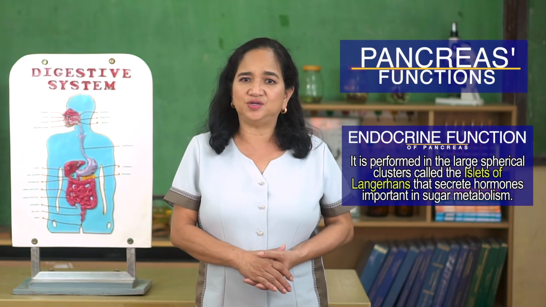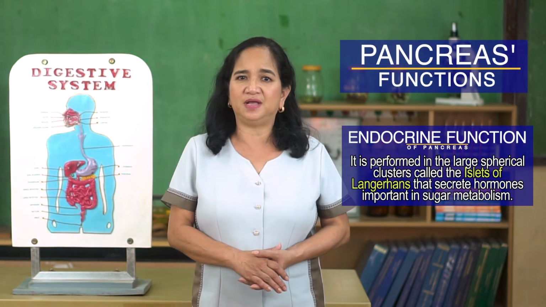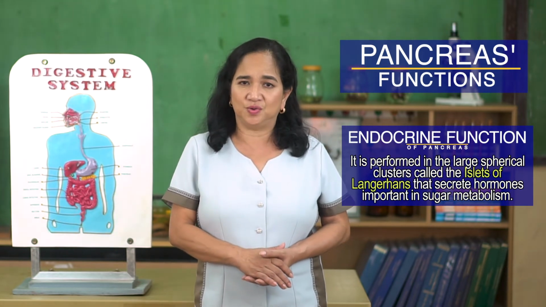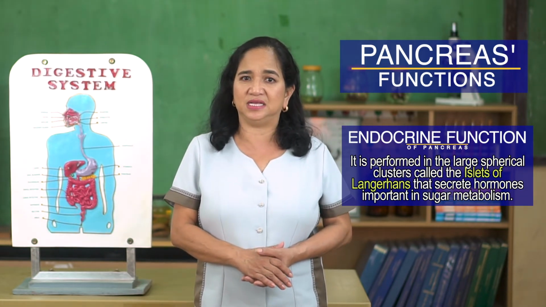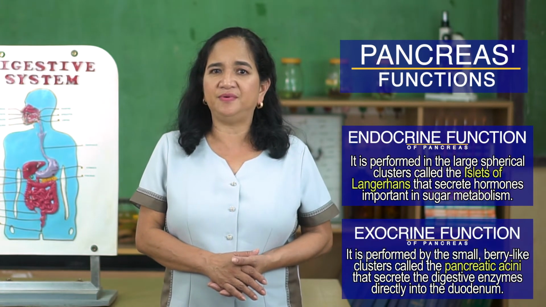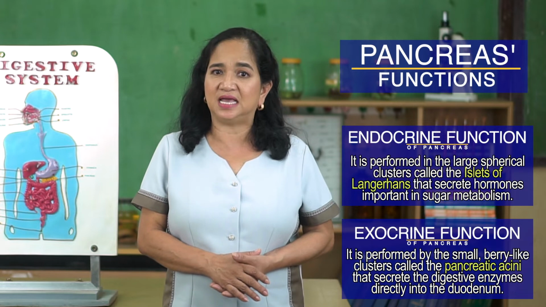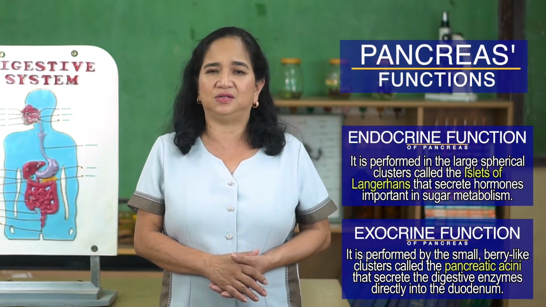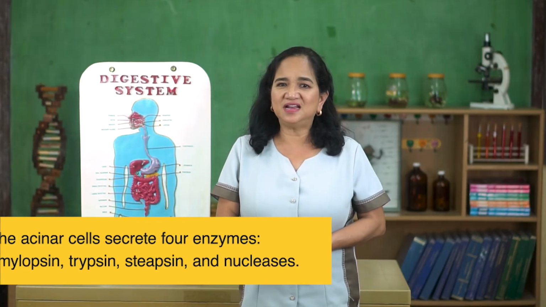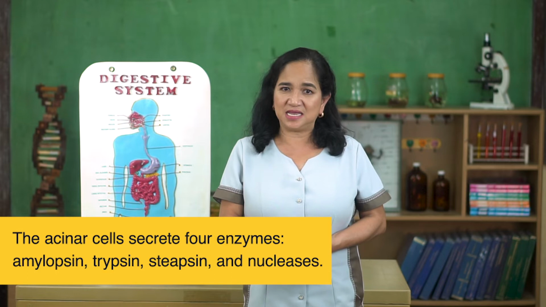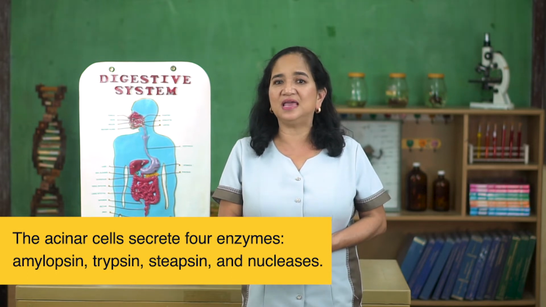The endocrine function is performed in the large spherical clusters called the islets of Langerhans that secrete hormones important in sugar metabolism. The exocrine functions are performed by the small berry-like clusters called the pancreatic acini that secrete the digestive enzymes directly into the duodenum. The acinar cells secrete four enzymes: amylopsin, trypsin, steapsin, and nucleases.